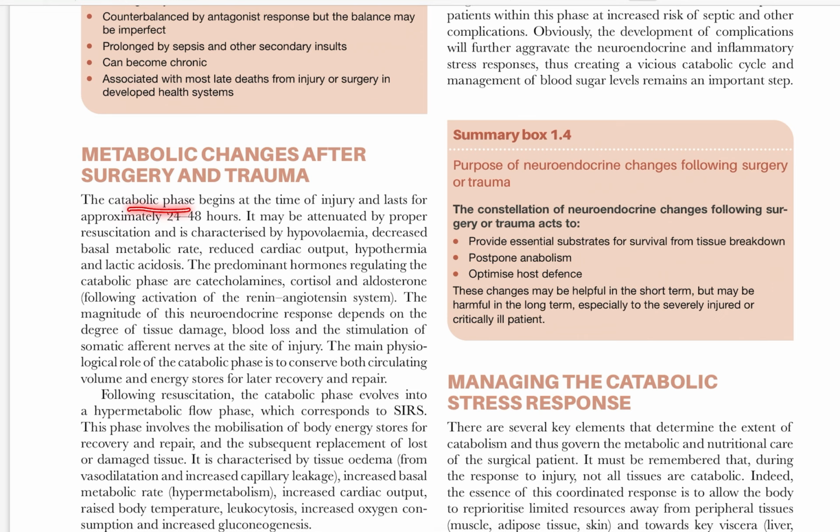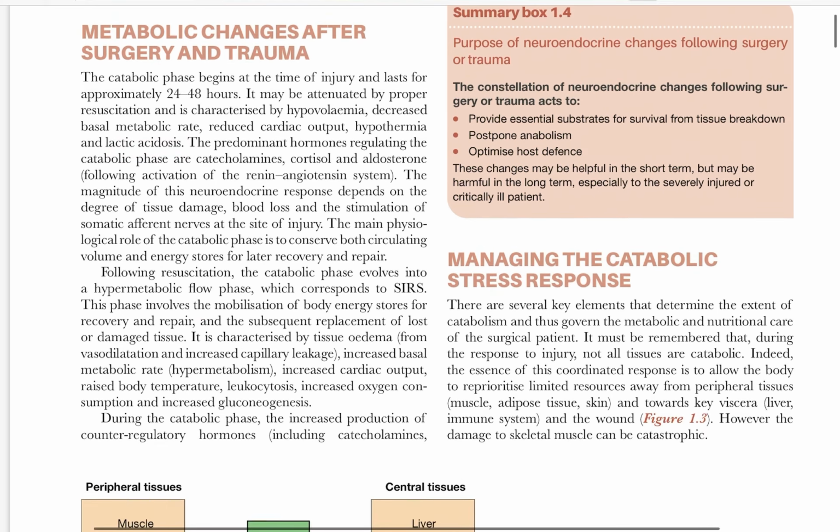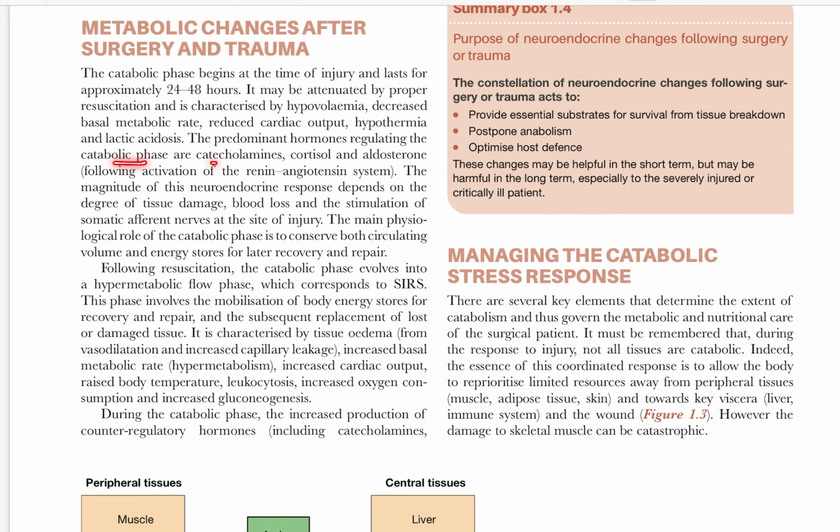The catabolic phase begins at the time of injury and lasts for approximately 24 to 48 hours, and it can be attenuated by proper resuscitation. It is characterized by hypovolemia, decreased basal metabolic rate, reduced cardiac output, hypothermia, and lactic acidosis. The predominant hormones regulating the catabolic phase are catecholamines, cortisol, and aldosterone, following activation of the renin-angiotensin system.